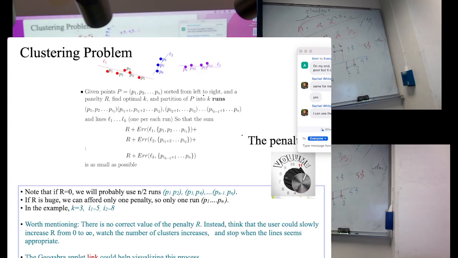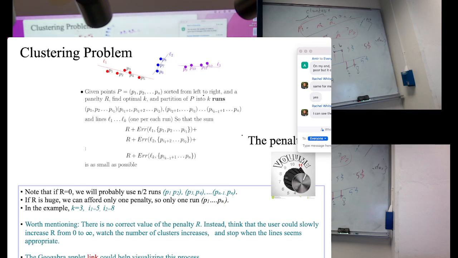Because I still don't know that this is a good one. And the penalties that I pay for this one will be R plus this arrow between the optimal line and this point. But I have to pay for other clusters.